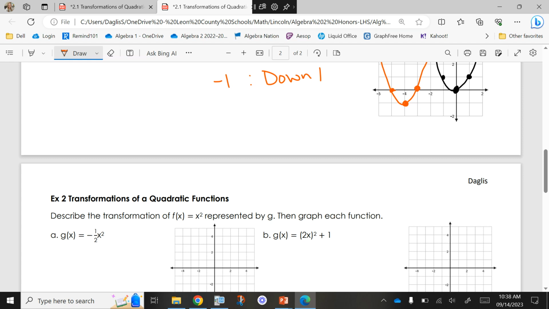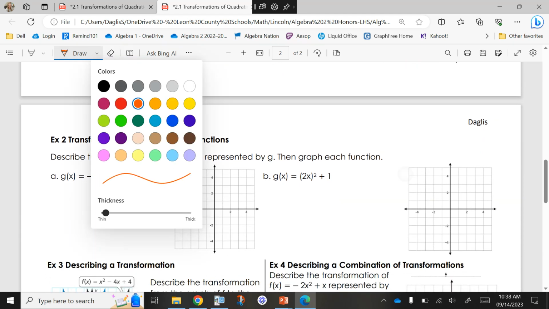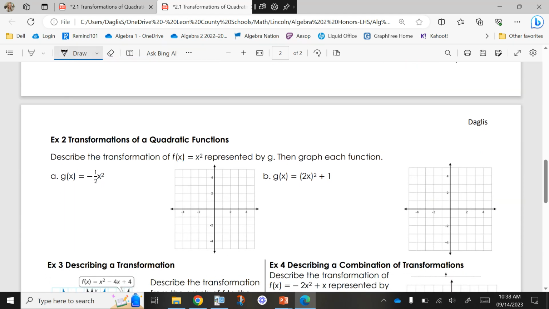All right, so example 2, we are still coming from our parent function of x squared. So I'm going to go ahead and just draw that parent function on both of these. 2 squared is 4. Same with this. (2, 4), (2, 4).